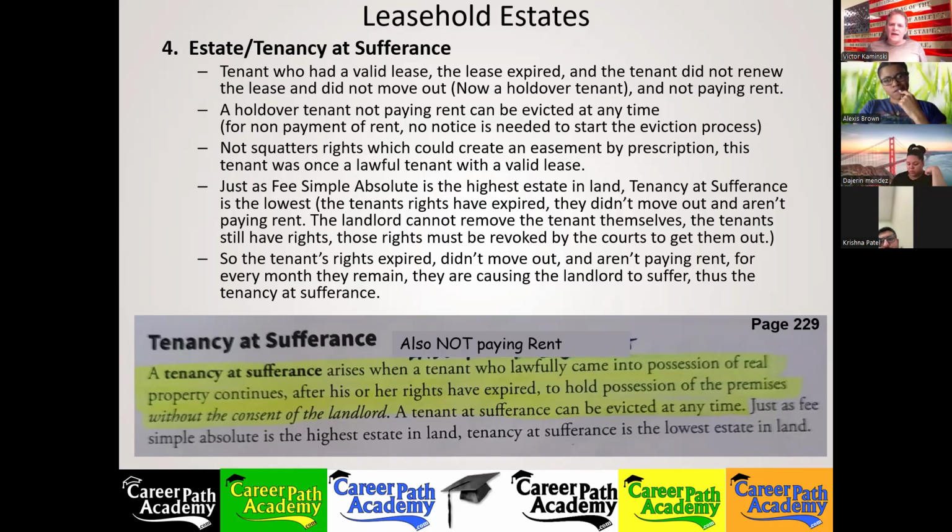The landlord cannot remove the tenant themselves. They can't go out there and pull them out by their hair and throw them out on the street or change the locks or turn off the heat or hot water or anything like that. The tenants still have rights even though they're not paying rent. Go figure. So those rights must be revoked by the courts to get them out.